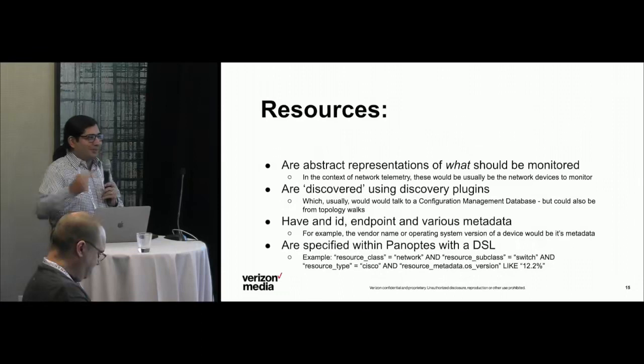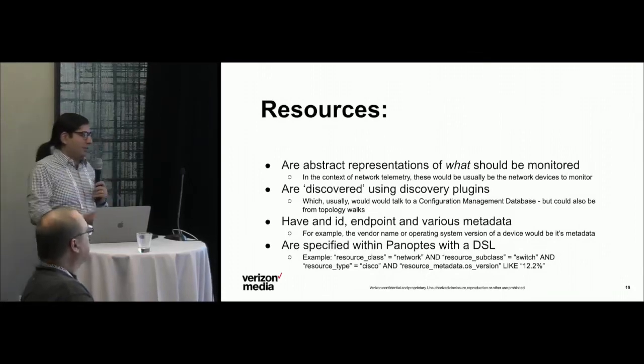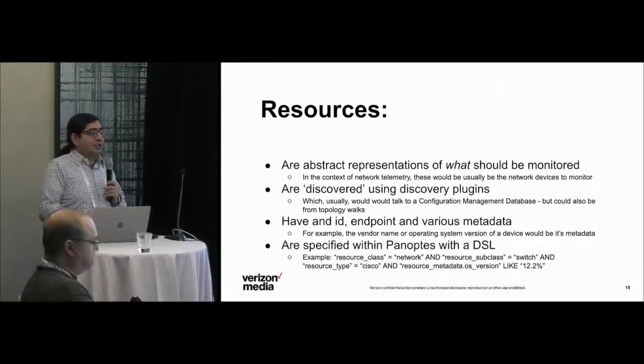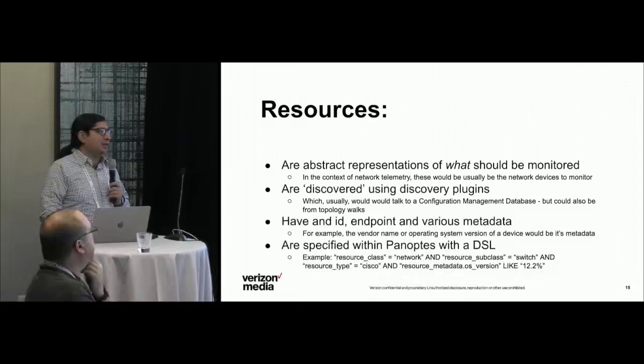Resources are discovered through discovery plugins. Discovery plugins' job is to populate the set of resources Panoptes can act on. In our case, like I said, we use a configuration management database to pull this data down, but it could be anything. The open source version is a JSON file. You could integrate with a flat file, anything you like, just to literally let Panoptes know that this is a set of things I want to get data from.